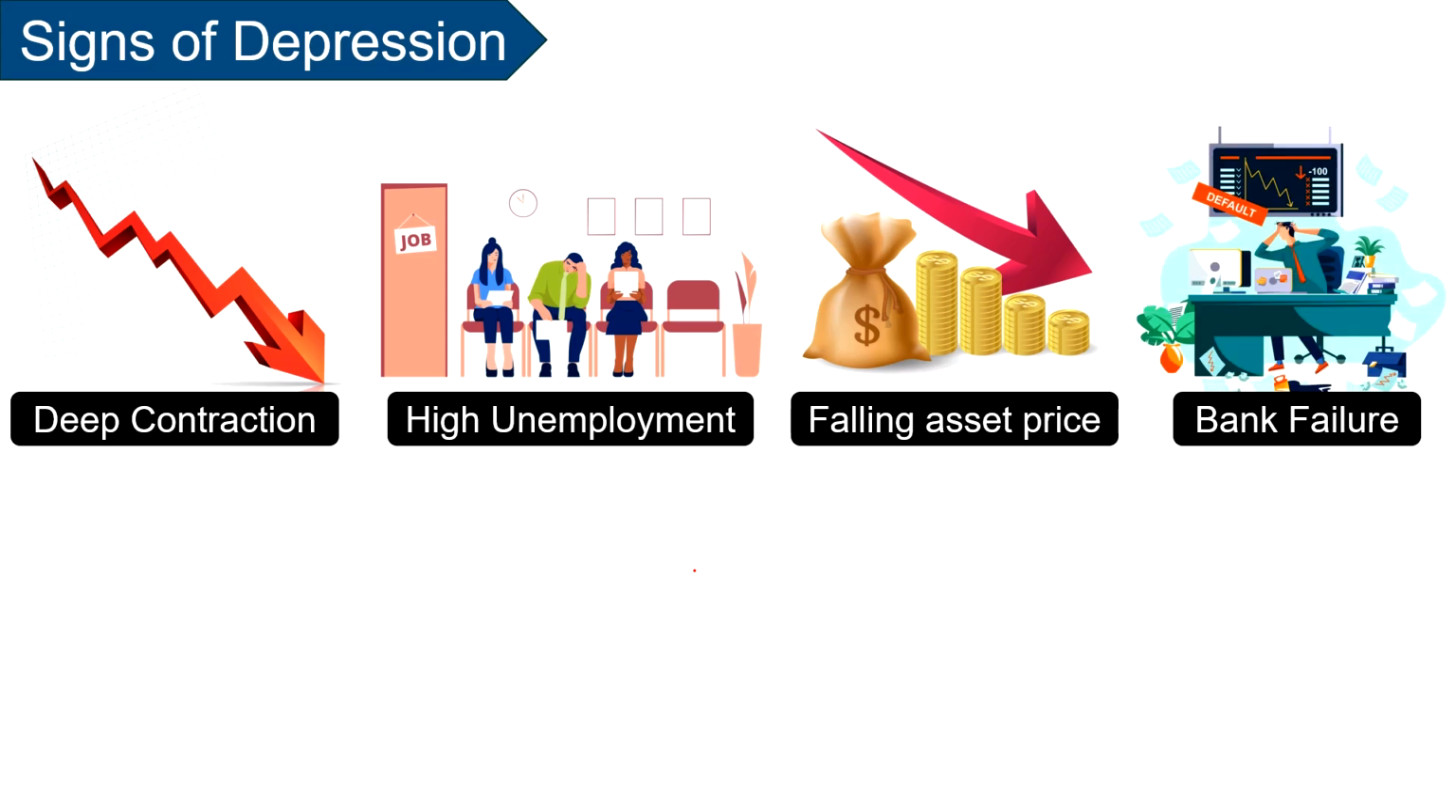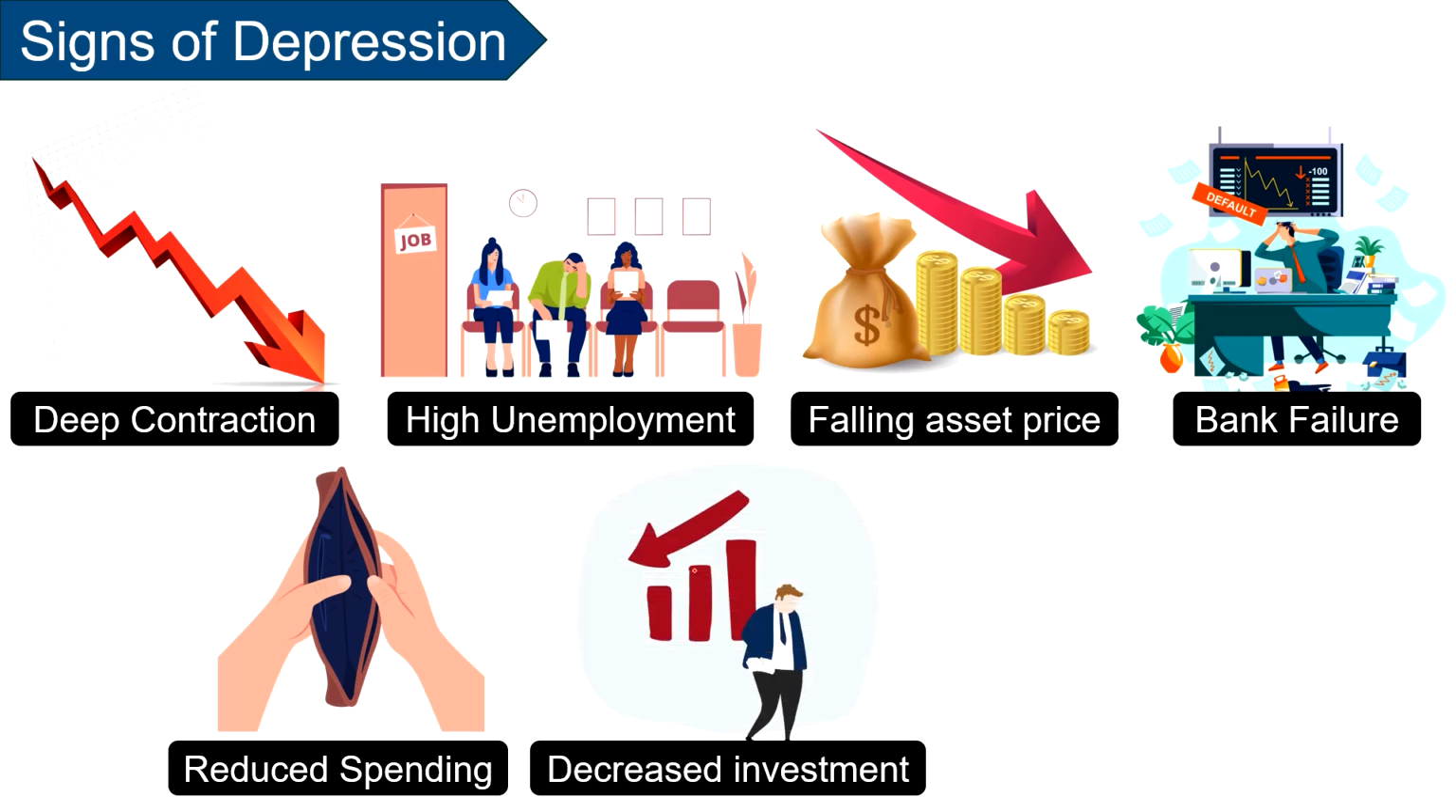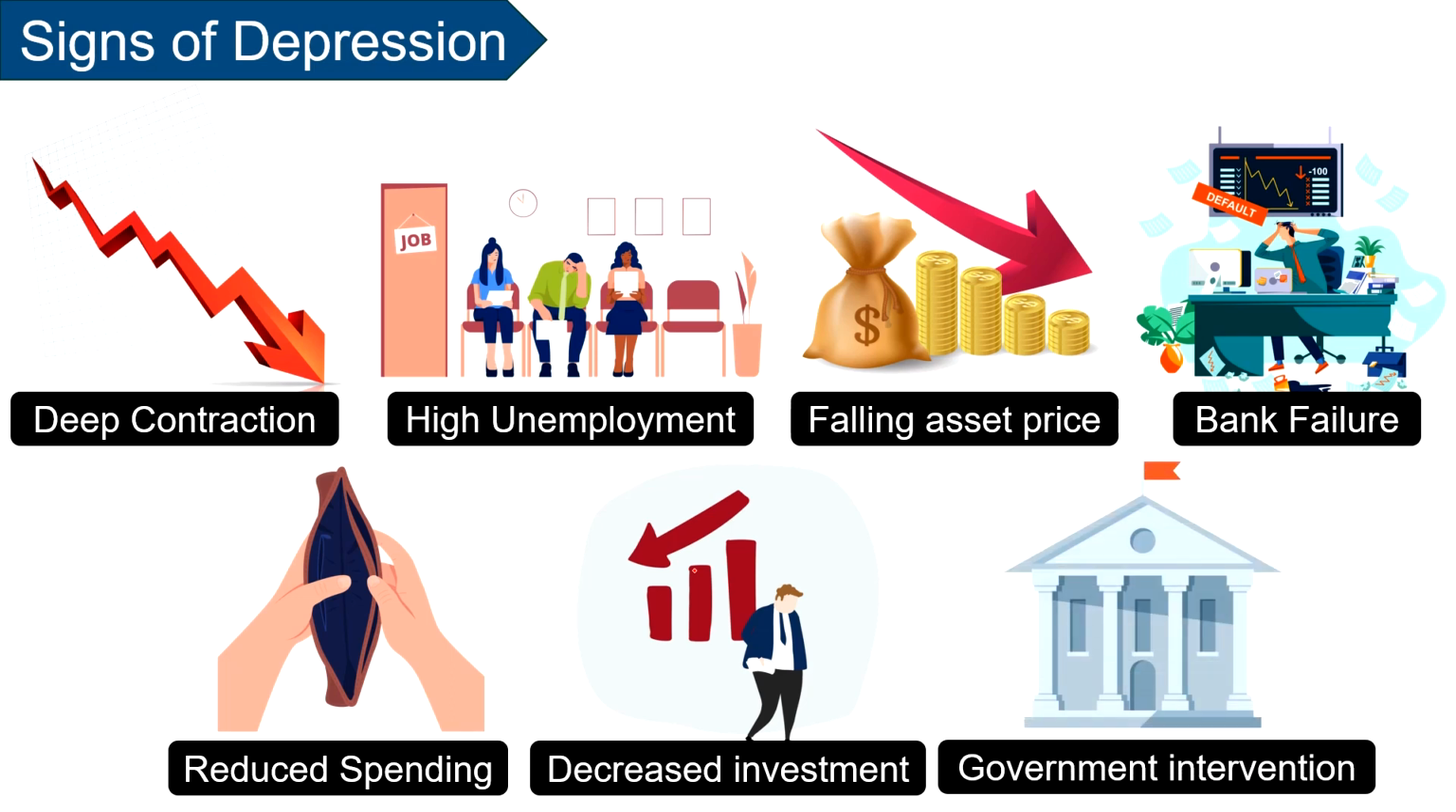Bank failures. Financial institutions may face a wave of bankruptcies, leading to a loss of confidence in the banking system. Reduced consumer spending. Consumers tend to cut back on their expenditures as they worry about their financial future. Decreased business investment. Businesses may postpone or cancel capital investments due to economic uncertainty. Government intervention. Governments often implement various measures to combat the effect of a depression, such as monetary policy adjustments and financial sector interventions. Talking about the example, the Great Depression in the 1930s and the Long Depression in the late 19th century are the two classic examples of depression.